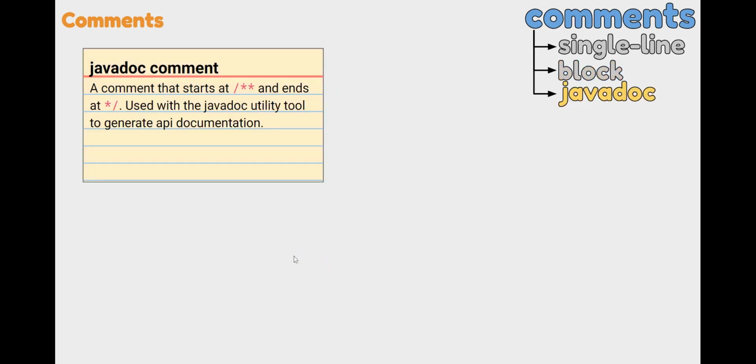Our last type of comment is a Java doc comment. It's a comment that starts with a forward slash star star and ends with a star forward slash. Very similar to the block comment, but it starts with 2 stars where the block comment just had 1 star.